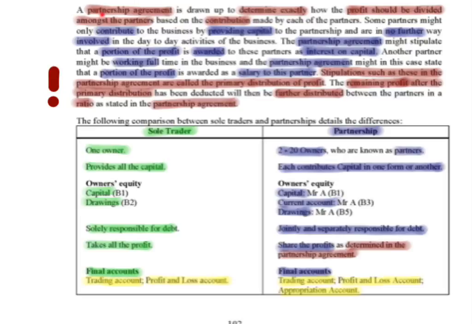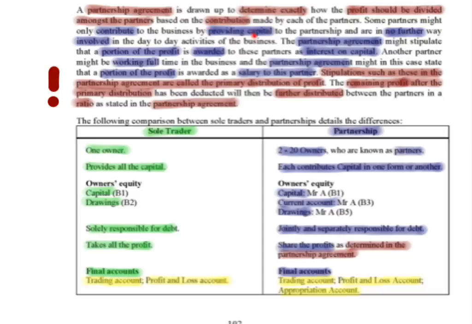A partnership agreement is drawn up to determine exactly how the profit should be divided amongst the partners, based on the contributions made by each of the partners. Some partners might only contribute to the business by providing capital to the partnership and are in no way involved in the day-to-day activities of the business.